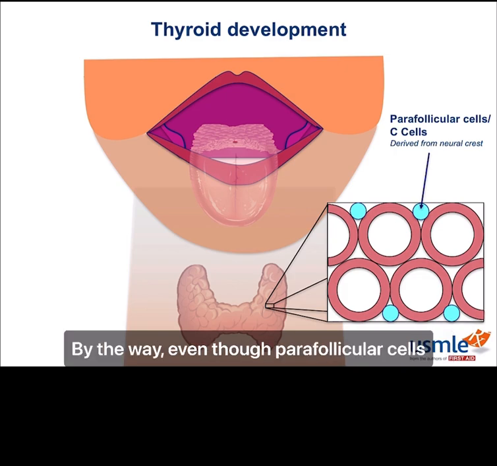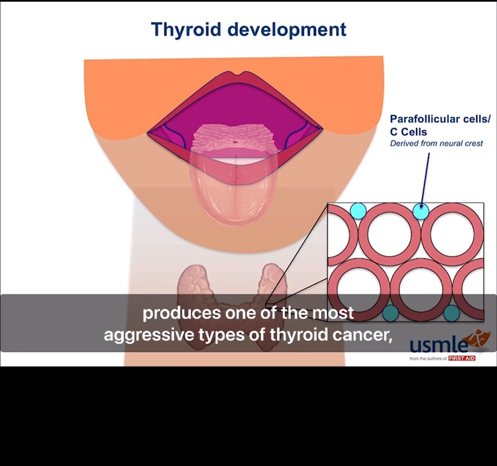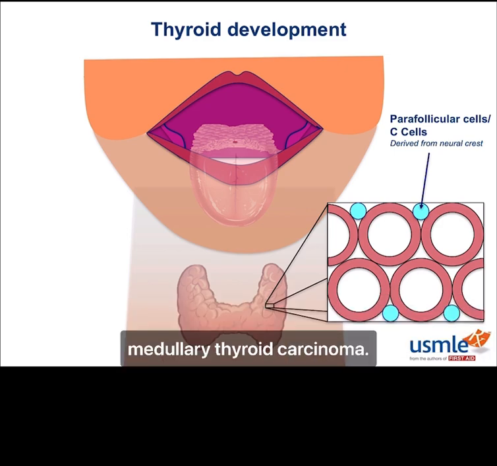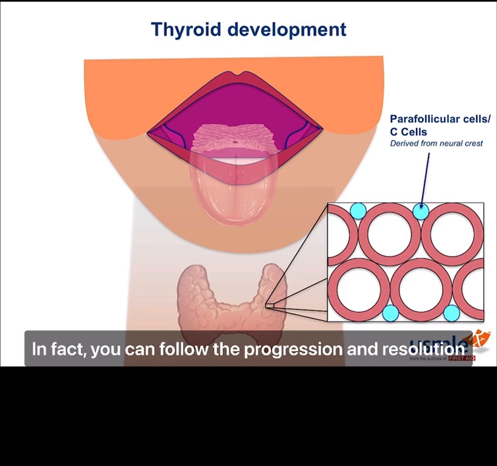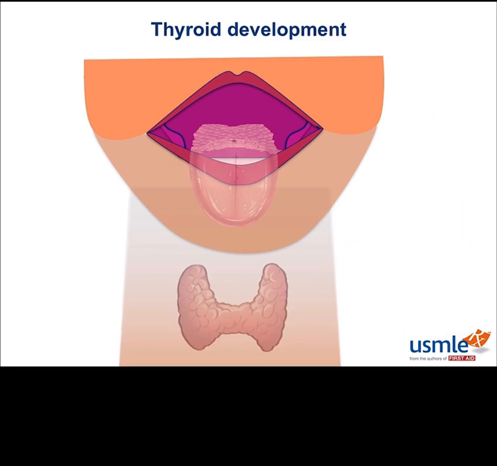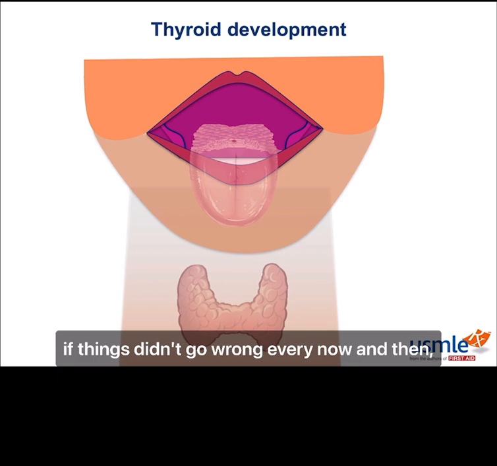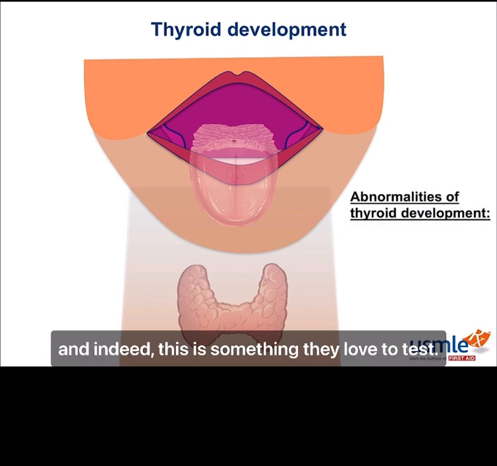By the way, even though parafollicular cells and calcitonin aren't really tested that heavily on Step 1, they're pathologically relevant in that neoplasia of these cells produces one of the most aggressive types of thyroid cancer, medullary thyroid carcinoma. In fact, you can follow the progression and resolution of medullary thyroid carcinoma by tracking levels of calcitonin in the serum. Now, our jobs as physicians wouldn't be nearly as much fun if things didn't go wrong every now and then, and indeed this is something they love to test.